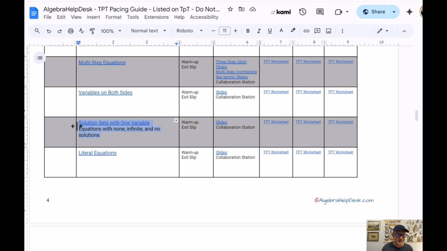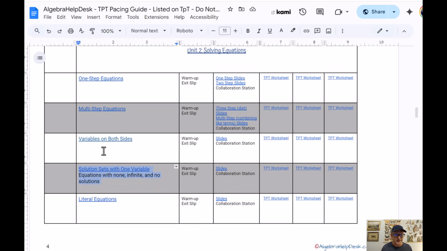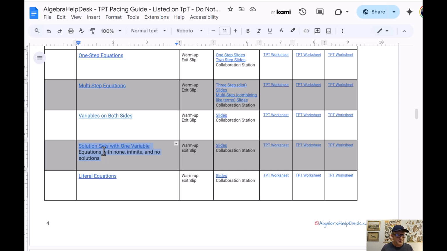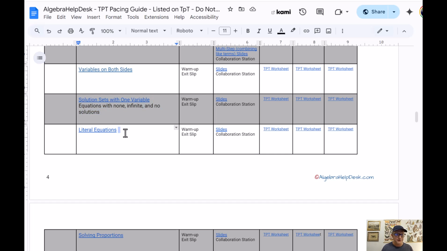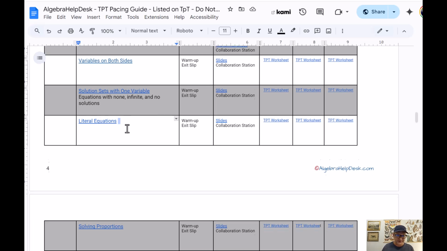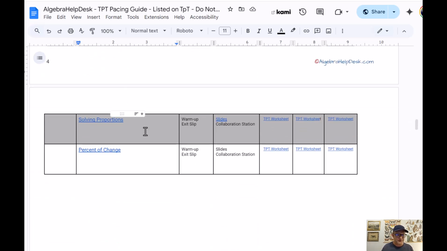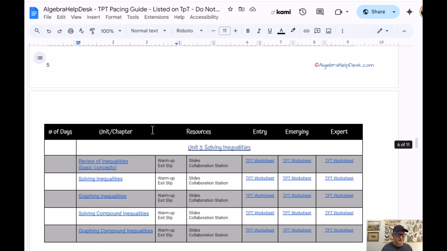So the goal with this particular lesson in our equation section is to really prime kids to be ready for systems of equations. And we model and we take that practice throughout every worksheet. For example, literal equations, a lot of our equations, especially on the entry and emerging, we're solving for y because we want to get kids used to solving for y. Now when you get to the expert levels here, you have a lot more formulas and sciencey sort of stuff. We also have proportions, percent of change.